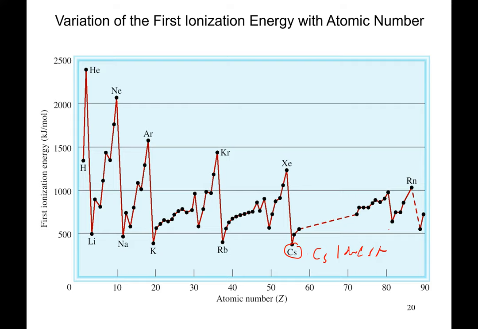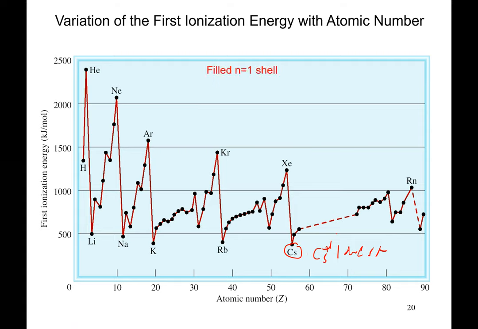Is it because it has six outer shells, so it's further away? Yeah, very good. It's all the way down at the bottom. So basically, it's the furthest out, so it's easiest to take one electron. And cesium will also be plus one.